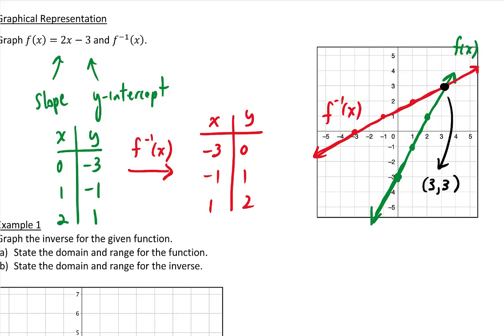For inverses in the graphs, we say they are reflected in y equals x. If I draw the line y equals x, so this is the line y equals x. If I was to fold that grid along that blue line, both those graphs would be right on top of each other. But most important is to realize that if you want to graph the inverse, we're going to switch the x and y values.